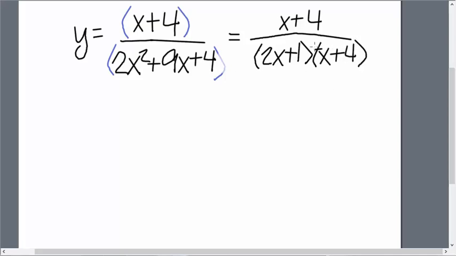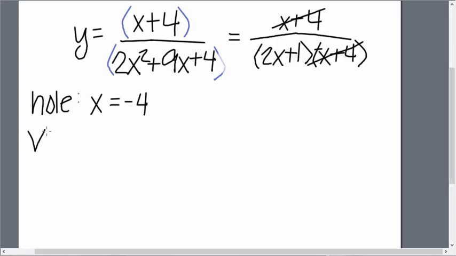So if you're doing it algebraically or doing it by hand, the first thing you're going to find is the holes. Now the hole comes from things that cancel, so these x plus 4's cancel. So I get a hole at x plus 4 equals 0, or in other words, x equals negative 4.